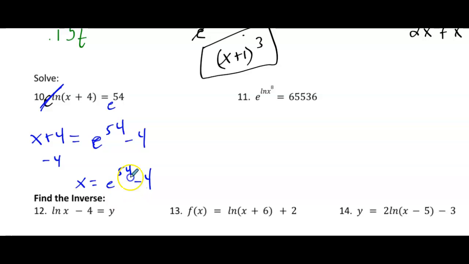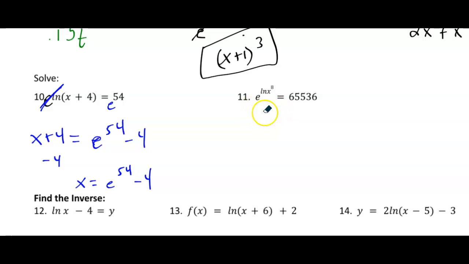I'm going to leave it there, because this will actually give you a number in scientific notation like 2.83 times 10 to the 23rd power. I'm not going to ask you to do that right now. You work it here, and this is fine. x equals e to the 54 minus 4.